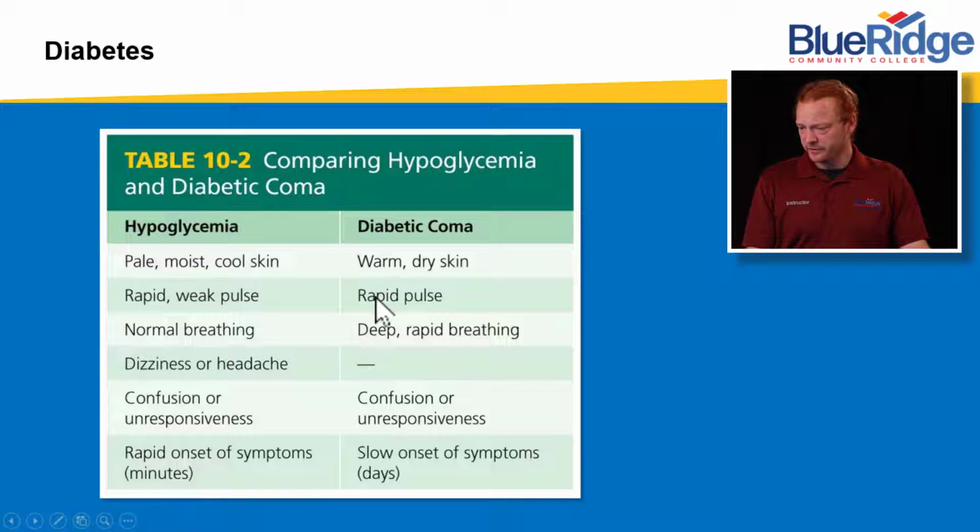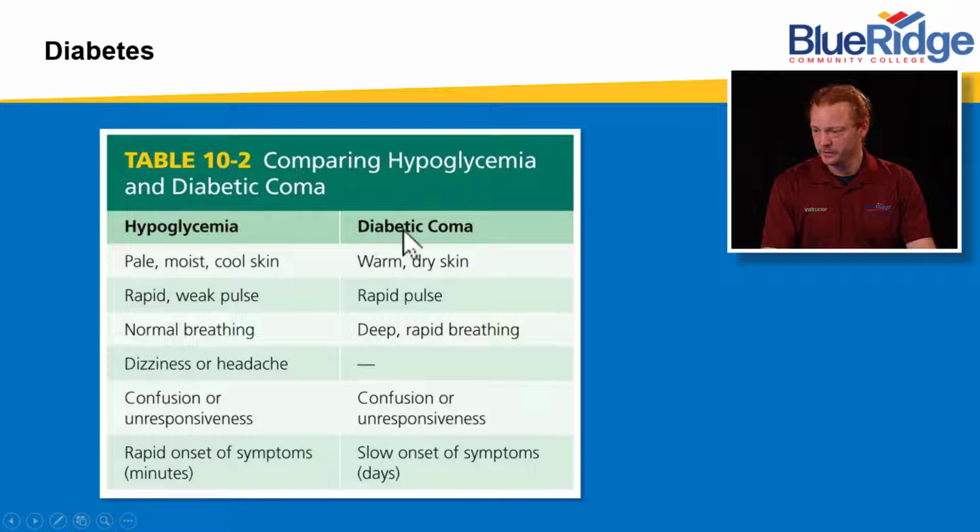So here we have a comparison on the left side of the screen between hypoglycemia and a diabetic coma or hyperglycemia. So you'll see with hypo, usually their skin will be pale, moist, and cool, whereas with the hyper, warm and dry. Rapid, weak pulse. Rapid pulse, typically with hyperglycemia, you will have a stronger pulse, though it'll still be rapid.